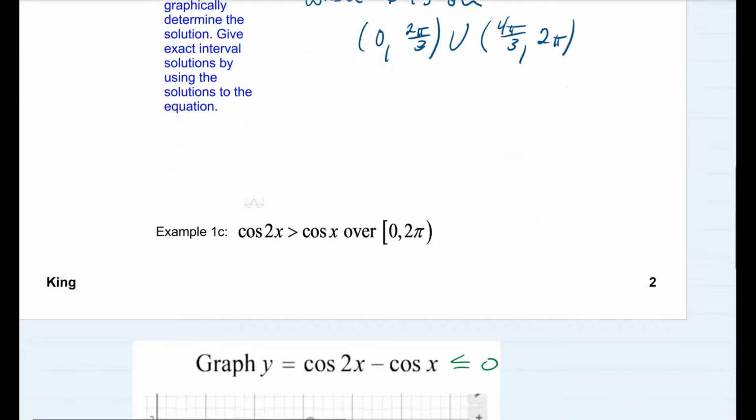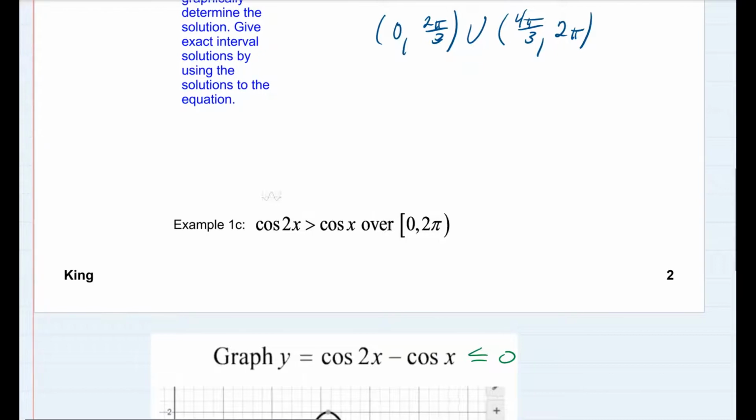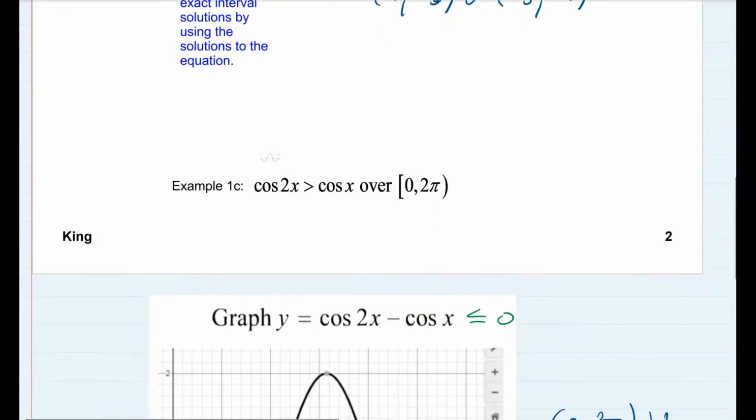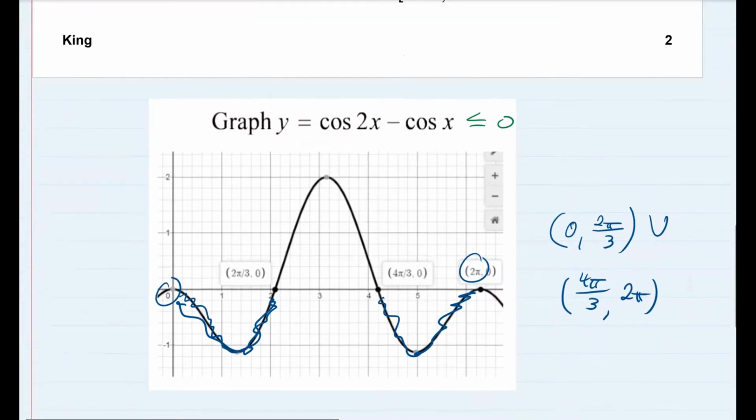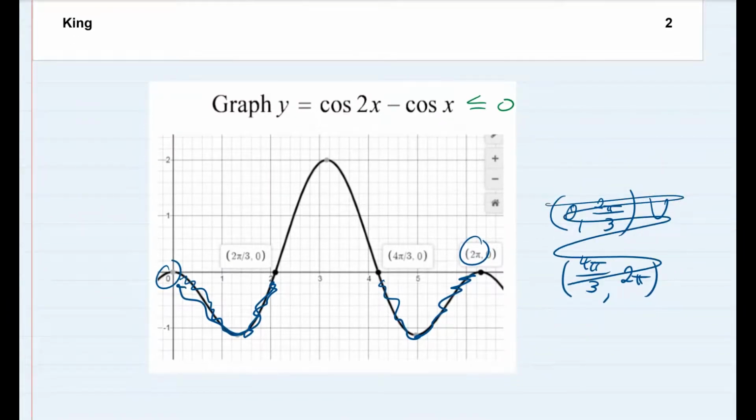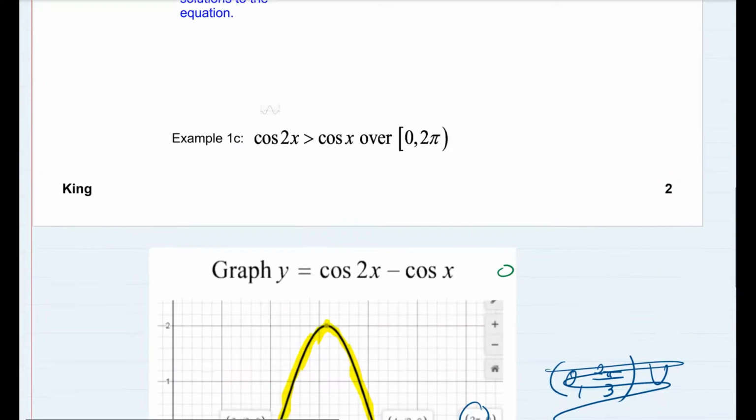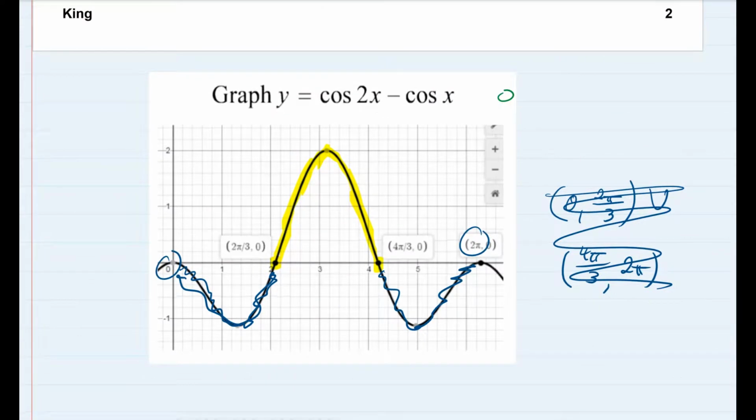Now, if we go down and look at the next inequality, it's cosine of 2x is greater than cosine of x. And in this case, we're going to look at the same graph again, but this will not be our solution anymore. Our solution this time will be when the graph is above the x-axis, we will have to go from 2 pi over 3 to 4 pi over 3, because this inequality is no longer greater than or equal to. This inequality is greater than, like so. And so this time we're going to go from 2 pi over 3 to 4 pi over 3.